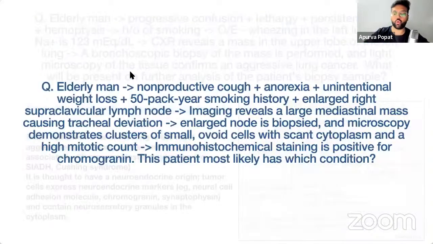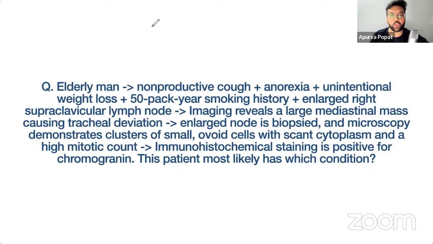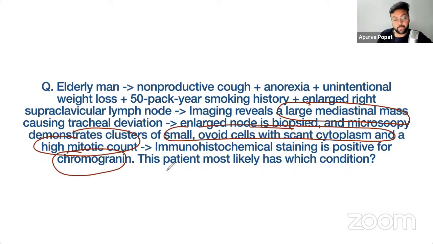Elderly man comes with non-productive cough, anorexia, unintentional weight loss, a lot of smoking history, and an enlarged right supraclavicular lymph node. Imaging reveals a large mediastinal mass causing tracheal deviation. The enlarged lymph node is biopsied, and microscopy shows small ovoid cells with scant cytoplasm and high mitotic count. Immunohistochemical stain is positive for chromogranin. What's your answer? Small cell carcinoma.